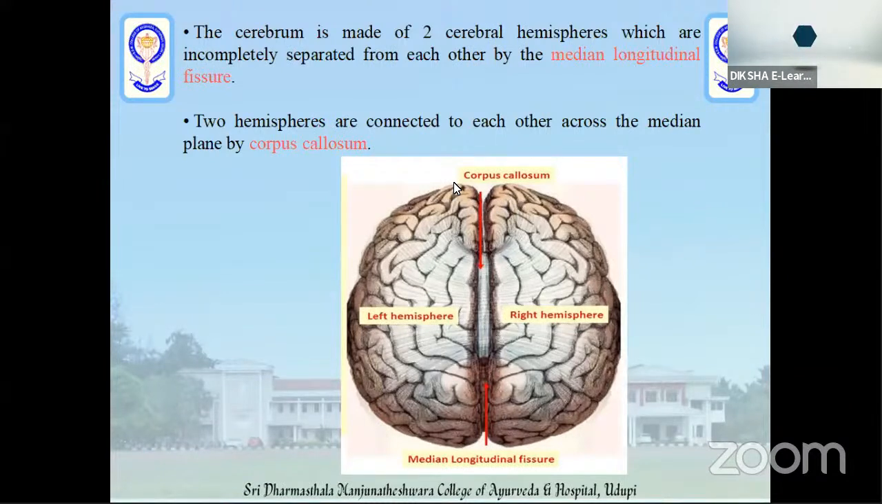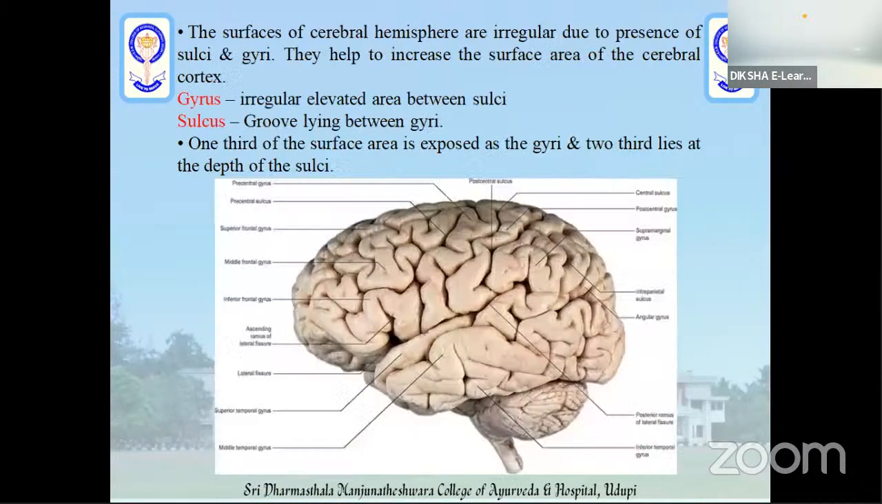The 2 hemispheres are connected to each other across the median plane by a commissural fiber called the corpus callosum. Corpus callosum is a commissural fiber which connects the 2 cerebral hemispheres in the median plane.